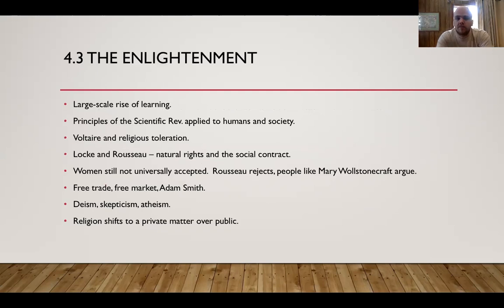4.3, the Enlightenment. Just one part you could say a large scale rise of learning, right? That society as a whole is going up as far as that basic level of understanding of the world. And so this is a combination of all these things we just talked about, the scientific revolution, but combining them with society and human nature, right? So, a big part would be, like we talked about a lot this year, Voltaire and religious toleration, that maybe we figured out that trying to force millions upon millions of people to conform to one type of religion doesn't really work, right? That wars and conflict and revolts become inevitable when you do that.